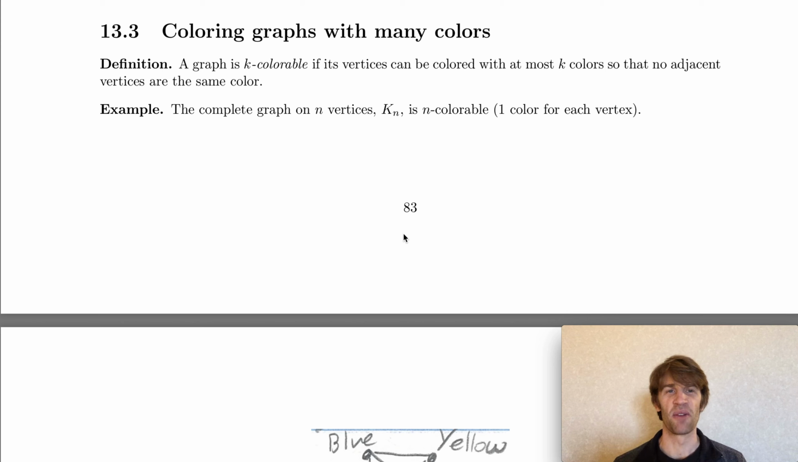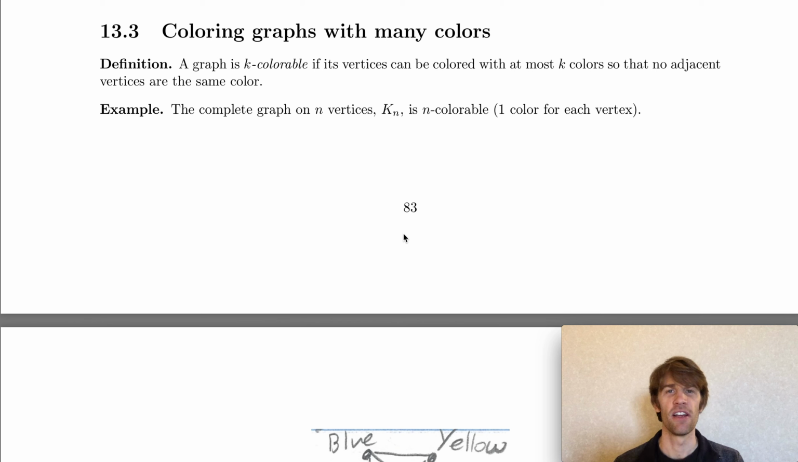I'd like to describe section 13.3 on coloring graphs with many colors. The definition is that a graph is k-colorable if you can use at most k colors to color the vertices such that adjacent vertices receive different colors. In other words, if two vertices are connected by an edge, then they have different colors.